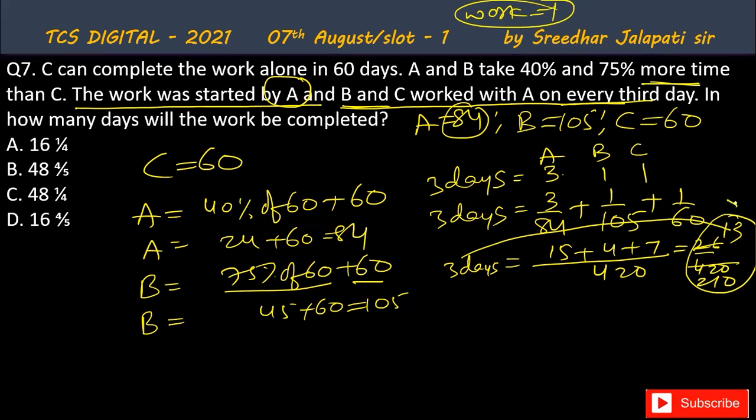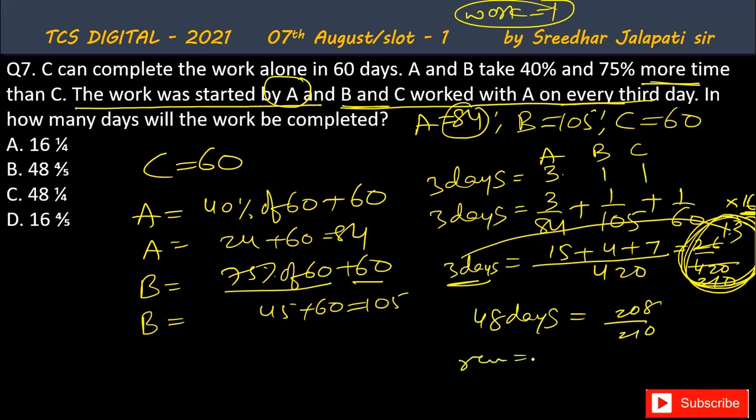If I multiply this 13 by 210 with 16, 13 into 16 is 208. So 208 by 210. When I am taking this 16 times, each 13 by 210 takes 3 days, so 16 such cycles take 48 days. So in 48 days, 208 by 210 of the work is done. Then the remaining work is 1 minus 208 by 210, which is 2 by 210, which is 1 by 105. So in 48 days this much is over. Now remaining is 1 by 105. Now who has to do this 1 by 105?